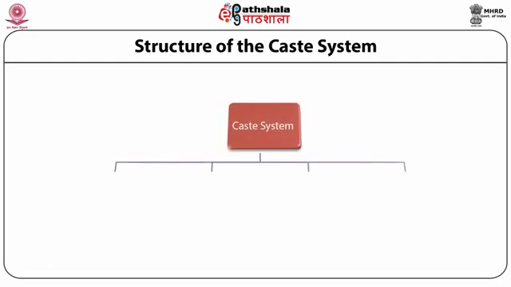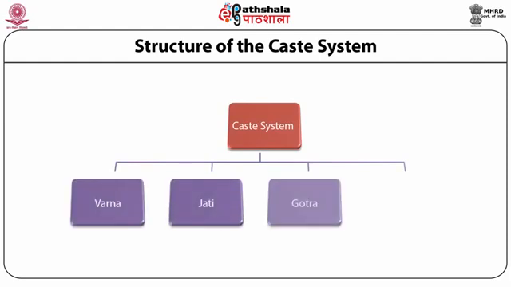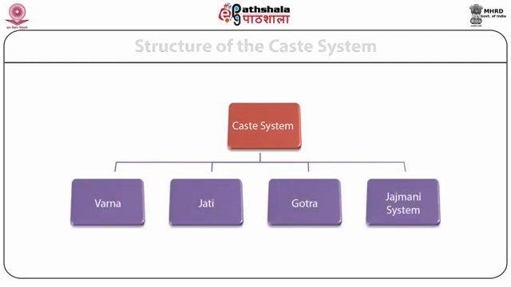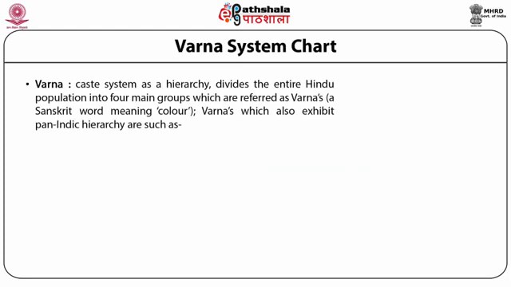The caste system basically has four components, which are the Varna, Jati, Gotra and Jajmani system. Now let's start with the Varna. The caste system as a hierarchy divides the entire Hindu population into four main groups, which are referred to as Varnas, a Sanskrit word meaning color.